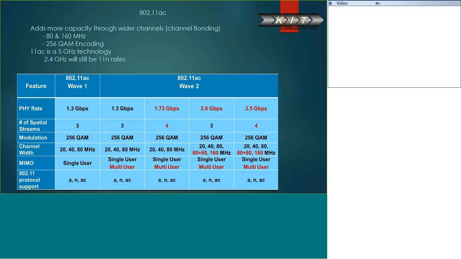So first of all, to kind of understand this problem, we have to understand that 802.11ac adds more capacity through wider channels. And we get wider channels by bonding 20 megahertz channels together to create 40 megahertz, and then bonding 40 megahertz channels together to get 80 megahertz channels, and so on. And these bigger channels give us more throughput for data.